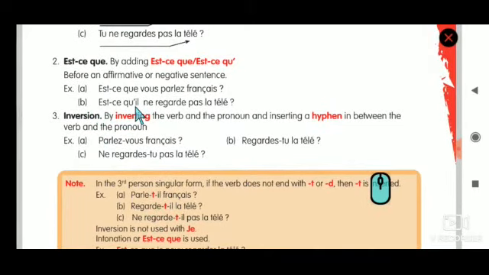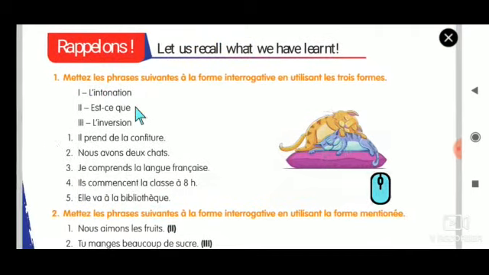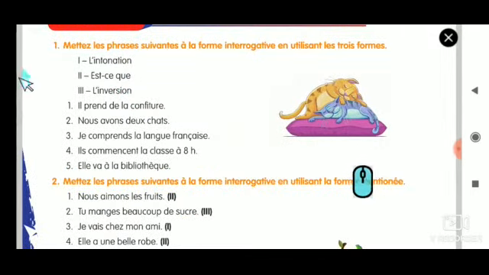The same point here should be repeated here, since the subject starts with a vowel. Est-ce qu'il prend de la confiture? Question mark. So, in case you get exercise number 1 or exercise number 2 in your exam, if you have written the answer correctly and you forgot to put a question mark, your total mark will be 0.